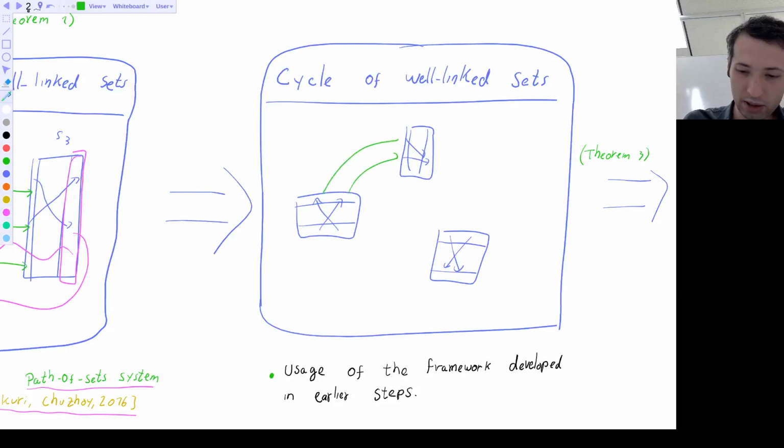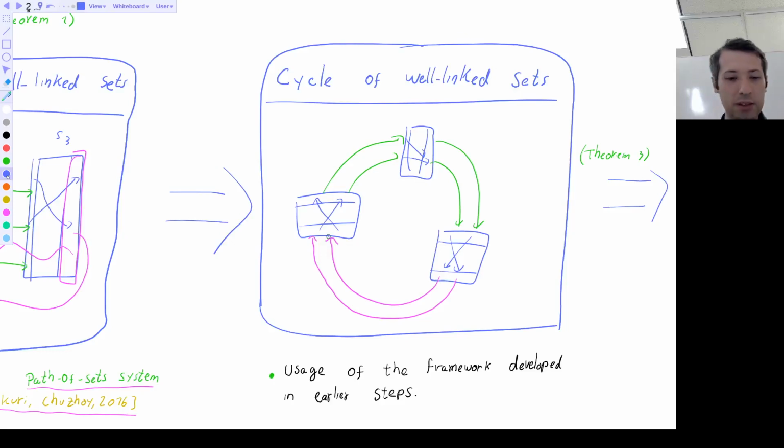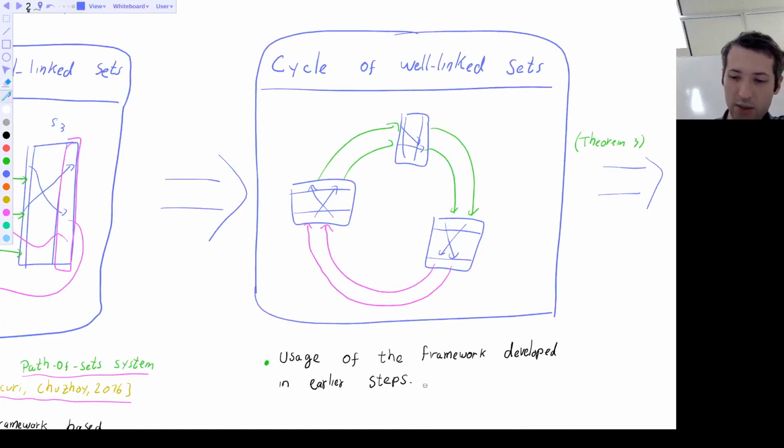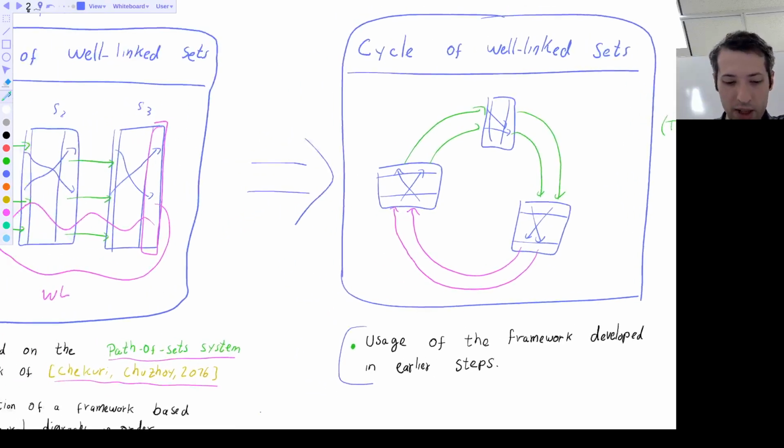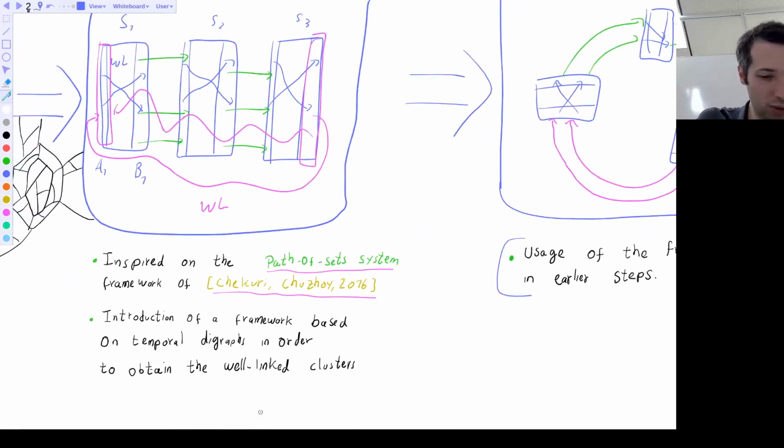And we get the linkages connecting here. And then for the last step, the hard part is to get this final linkage to be disjoint from the rest. And in order to obtain this with the elementary bound, we have to use a framework that we introduced earlier. And that's a framework which is based on temporal digraphs.